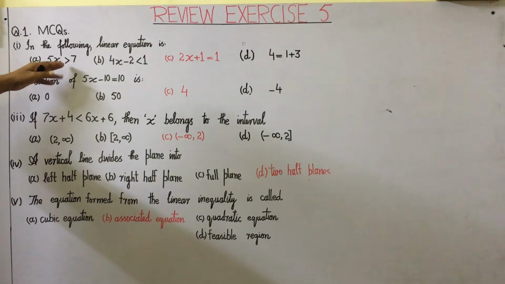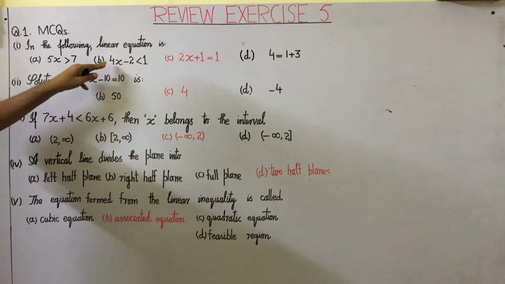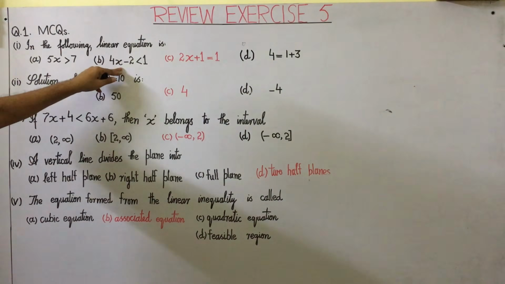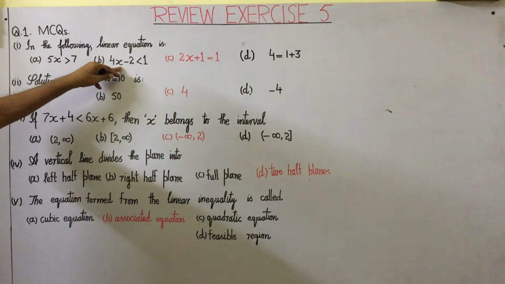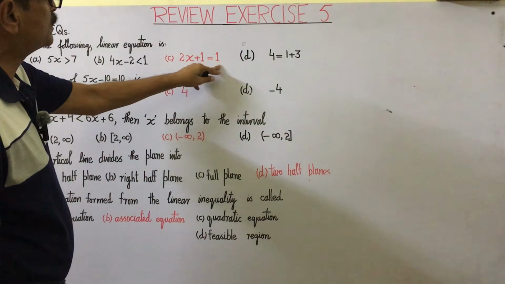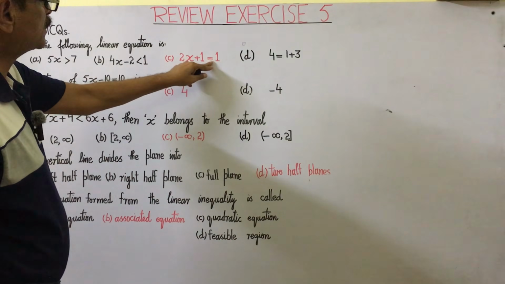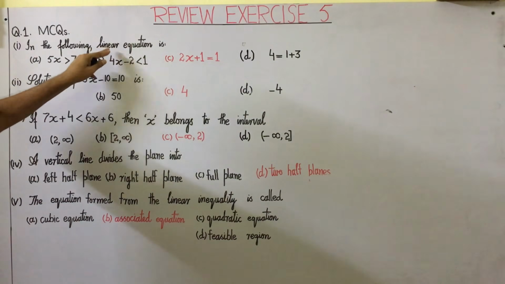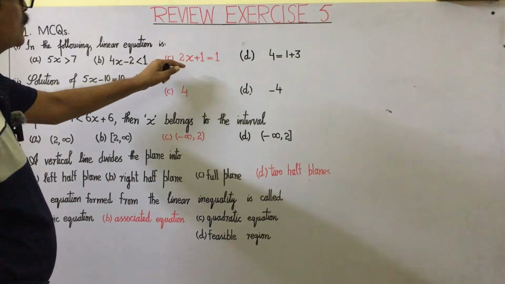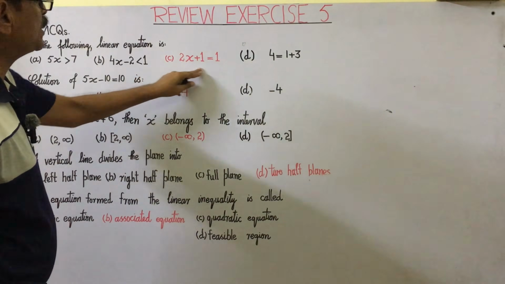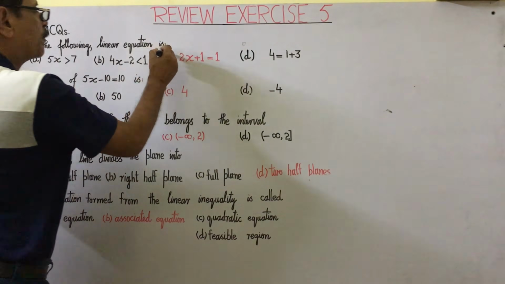No, it is not an equation, it is an inequality. B option, 4x minus 2 is less than 1. Again, it is an inequality and not an equation. C, 2x plus 1 is equal to 1, sign of equality, so it is an equation and it is a linear equation because the variable x has maximum power 1. So C is the correct option.